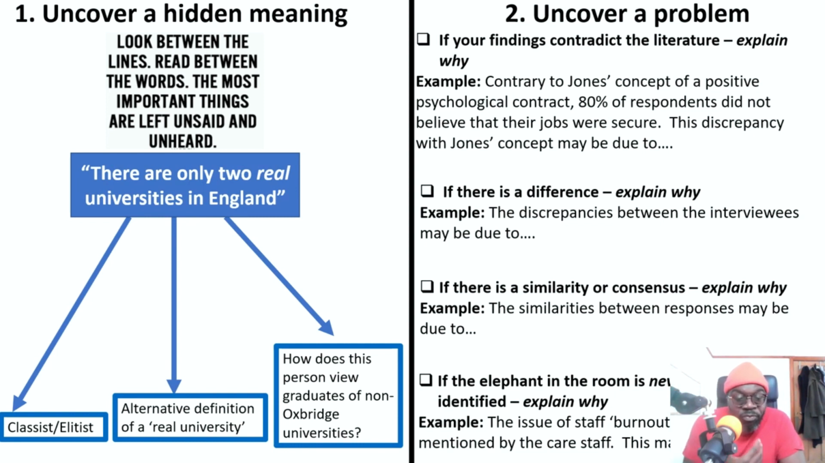The elephant may be prominent in the literature, prominent in the media, prominent everywhere, but yet only a handful of interviewees mention it. So, for example, in the NHS, staff burnout is the key issue. So you would expect NHS staff to mention burnout in their interviews, but many downplay this issue of burnout, or maybe they only slightly mention it. It's not considered a big deal. Why is this? You need to investigate this.